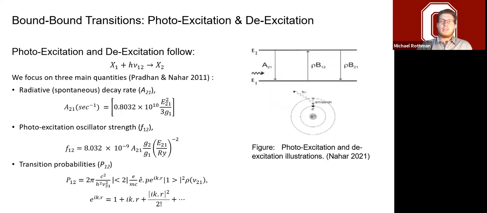Our bound-bound transitions are excitation and de-excitations of electrons bound to an atom, which occur when a sufficiently energetic photon is incident upon the atom, and this excites the electron from one atomic level to another. Photoexcitation is governed by the transition probability as well as the absorption oscillator strength. Our newly excited electron will decay at a spontaneous decay rate, or A value, with the lifetime of our transition being the inverse of this rate.